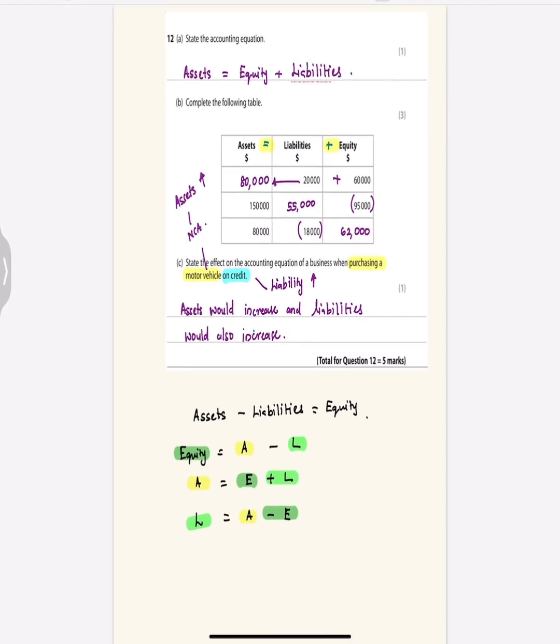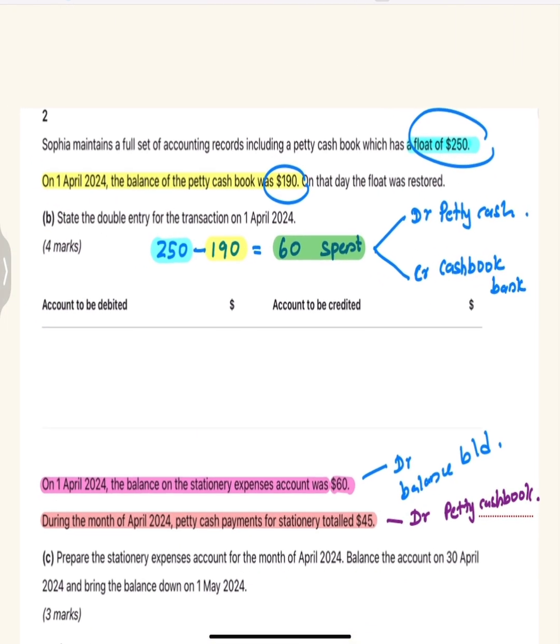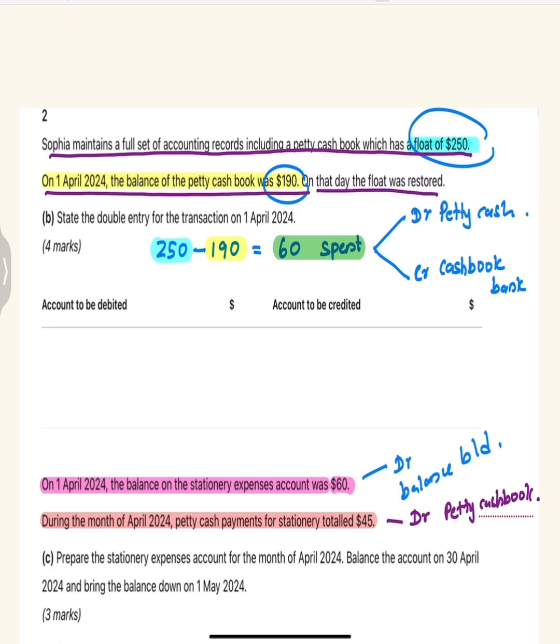Now, let's move on to the next question. It's on petty cash book. Sophia maintains a full set of accounting records, including a petty cash book, which has a float of 250. On 1st April 2024, the balance of the petty cash book was 190. On that day, the float was restored.